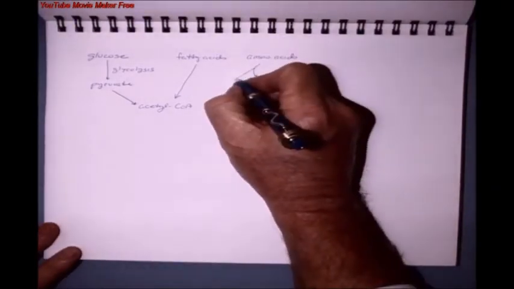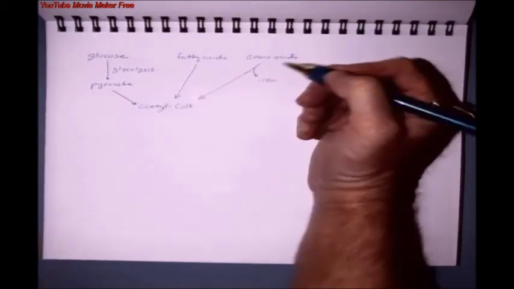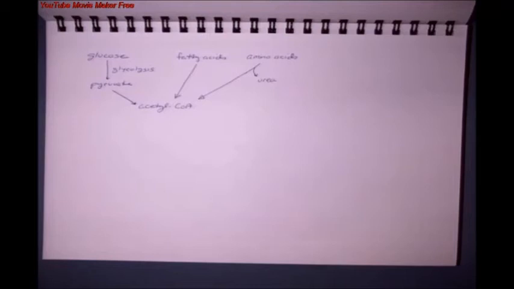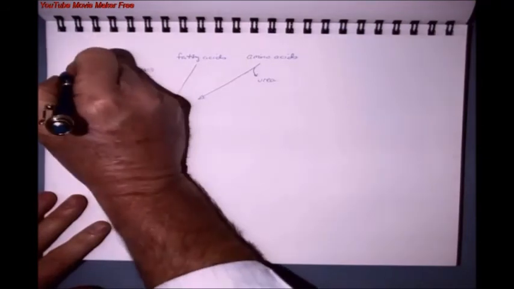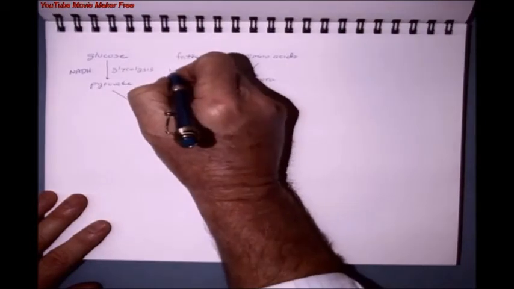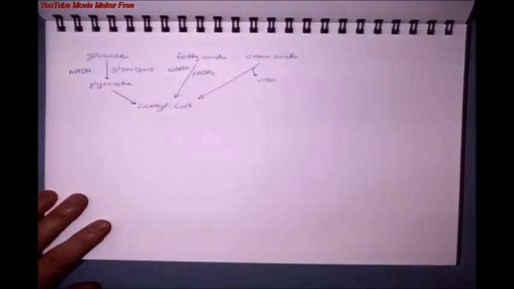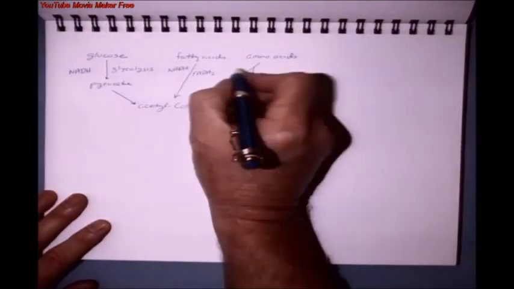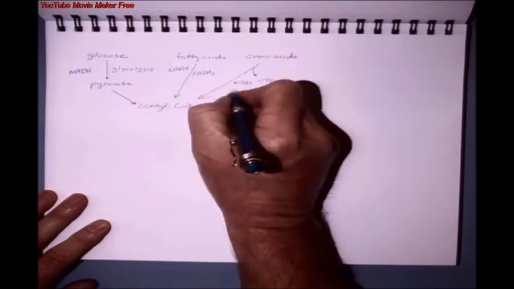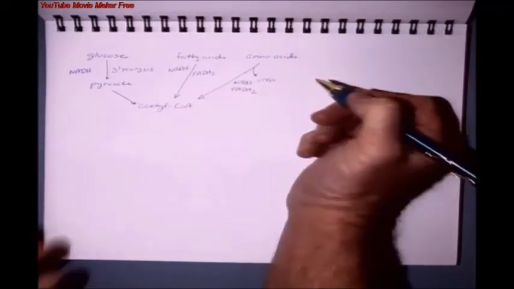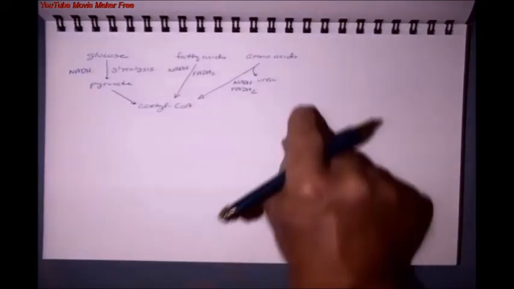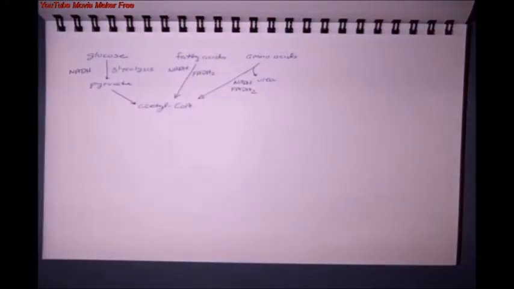So once we get rid of that nitrogen, not all, but the majority of our amino acids we can take down to acetyl-CoA. Now along the way, we are generating NADH in glycolysis, FADH2 in fatty acid oxidation, and NADH and FADH2 in amino acid oxidation, the carbon backbone of amino acids. These are the currency that are going to generate our ATP.